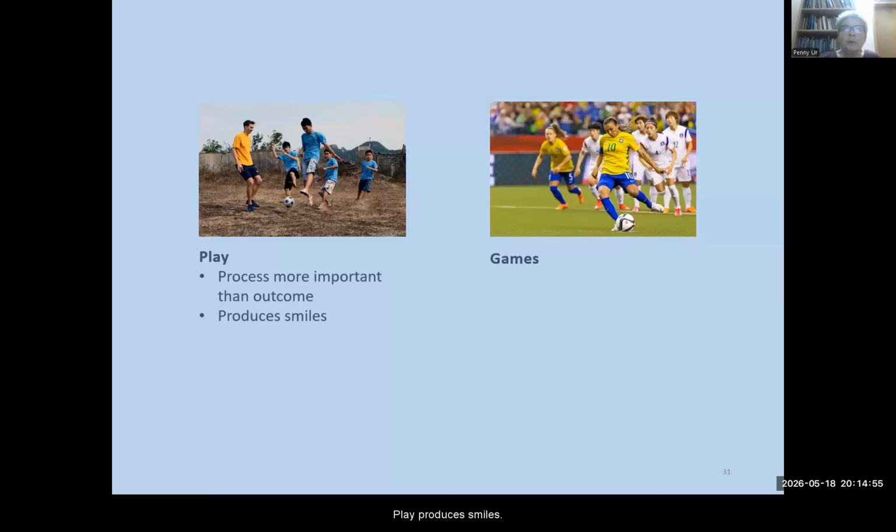Play produces smiles. Look at the guy in the yellow shirt, he is actually smiling. The guys in the blue shirts have relaxed expressions on their faces. Look at the expressions on the faces of the girls who are actually in the football game. Very, very tense and stressed. No winners or losers. They're just kicking the ball around and enjoying it. In the football game, there are winners or losers. There's no built-in time limit. You go on for as long as you're enjoying it, and then you stop when you've had enough.